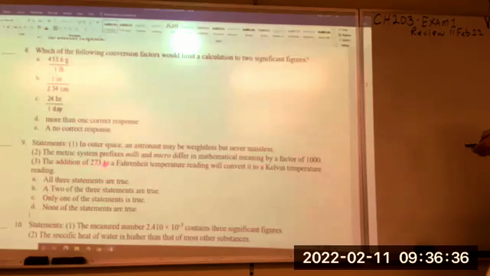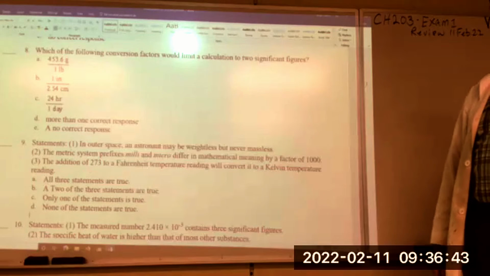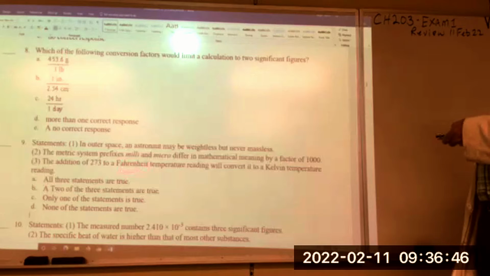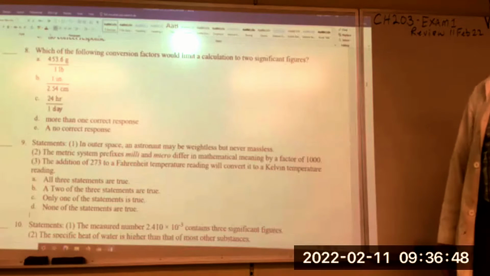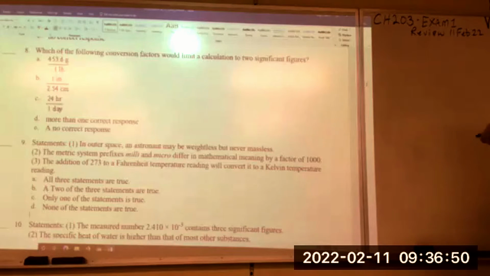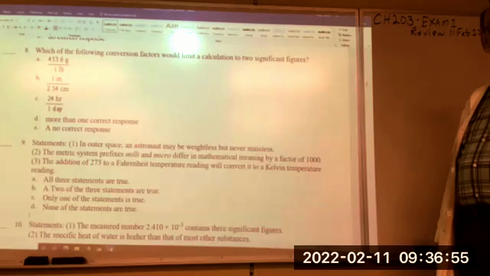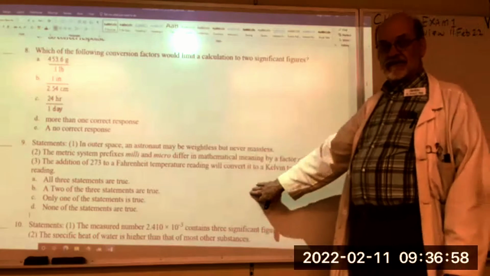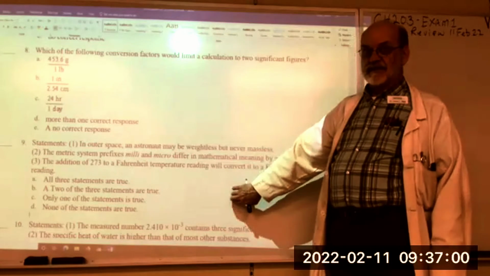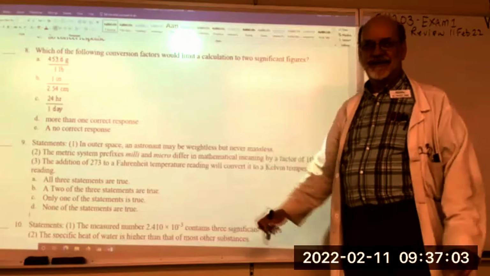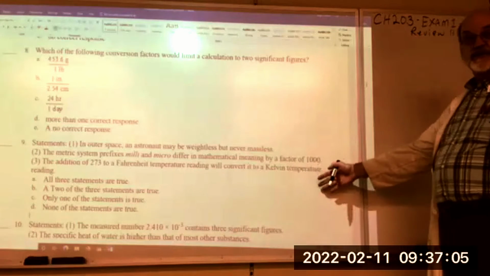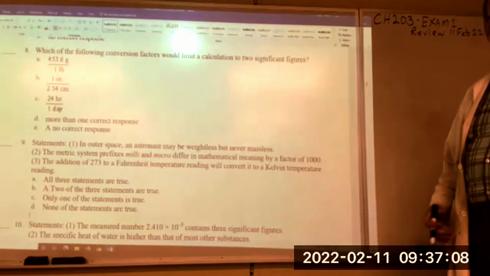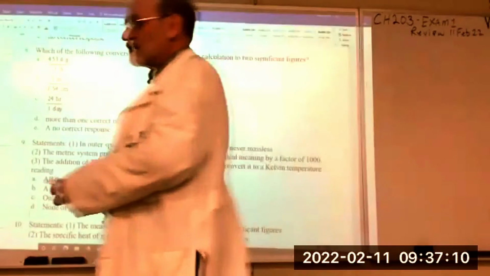The addition of 273 to a Fahrenheit temperature reading will convert it to a Kelvin temperature reading. No way. It's got to be Celsius. Then you can add 273, and that'll convert to Kelvin. So only 2 of them are true. That's why these are really nasty questions. Because, I mean, they're worse than true false. And I hate true false. But this does get you to think.